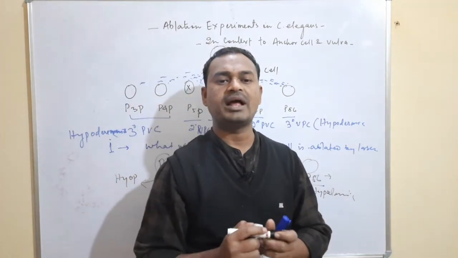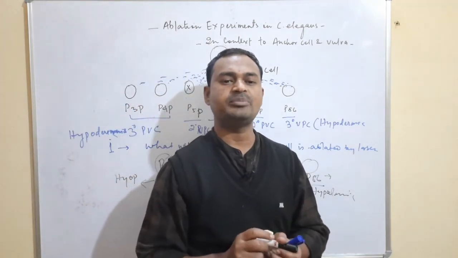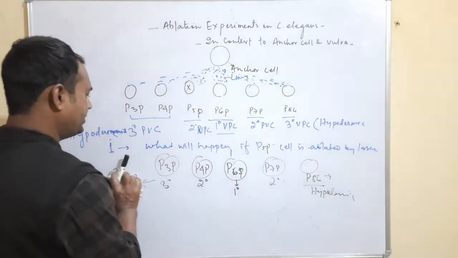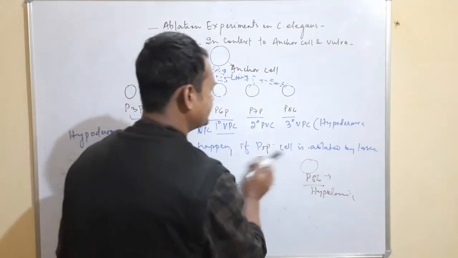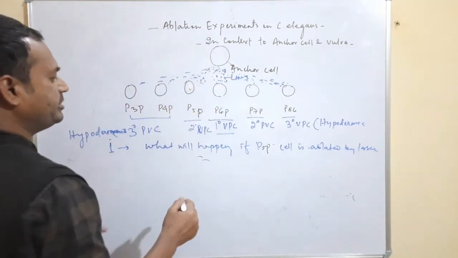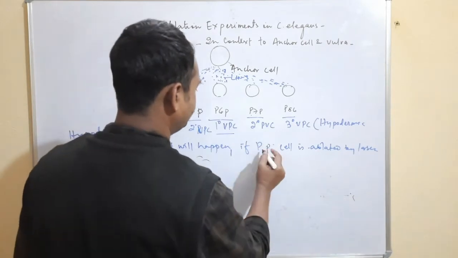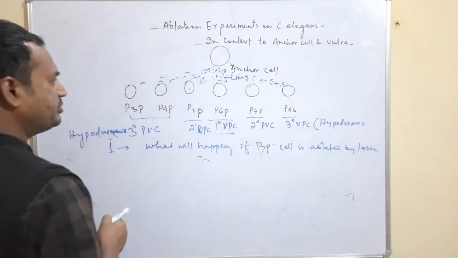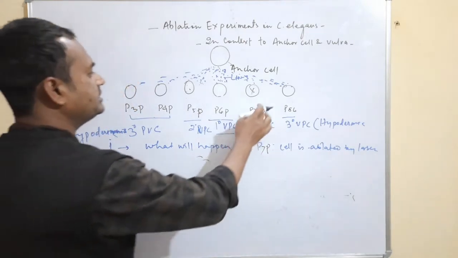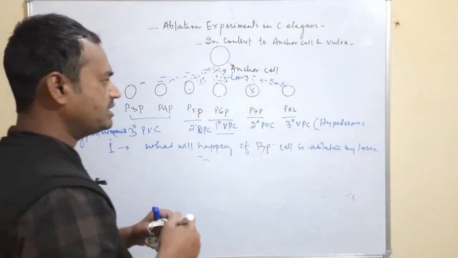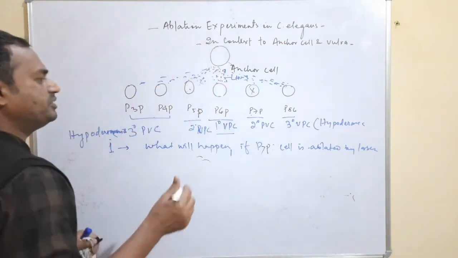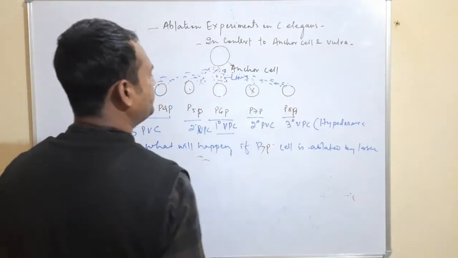Okay. Now what will happen if P7.p is ablated? Now let us understand here. Suppose if this one is ablated, then again this will be replaced. The fate of the P7.p will be replaced by the P8.p.